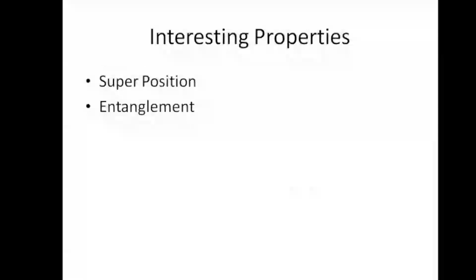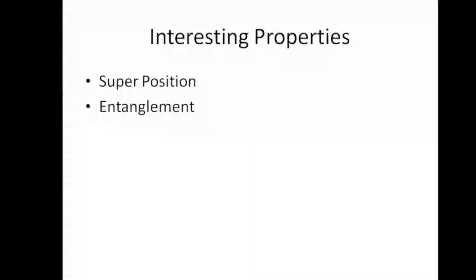So what are the interesting properties we have seen so far? Interesting properties of qubits are superposition. Superposition means it can contain all the possible values a qubit can have at an instant. It can have a 70% of 0, 30% of 1. At an instant, it can contain all the values.